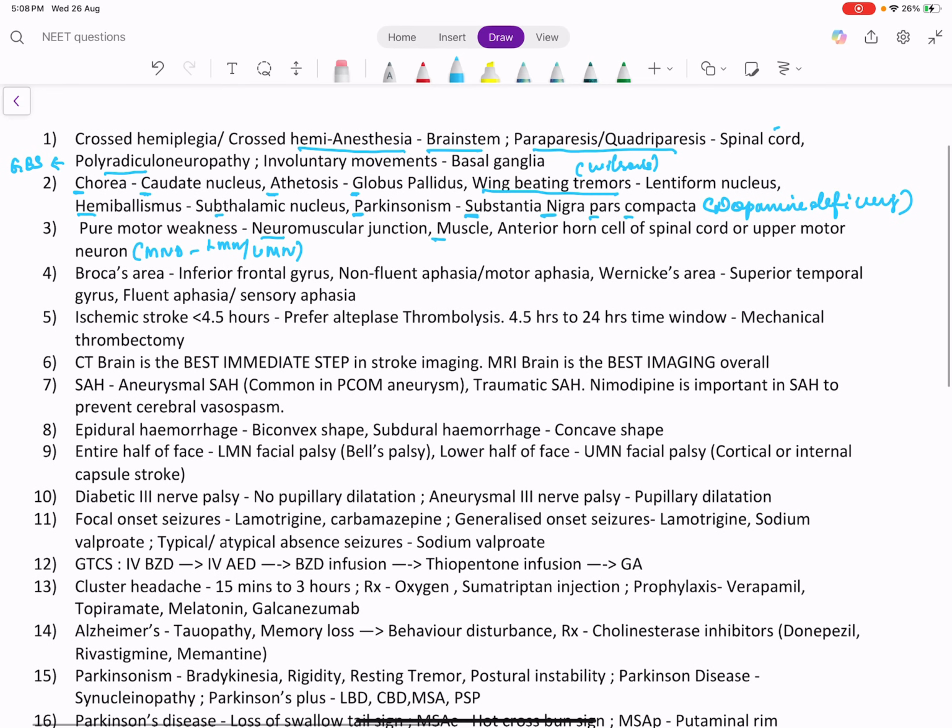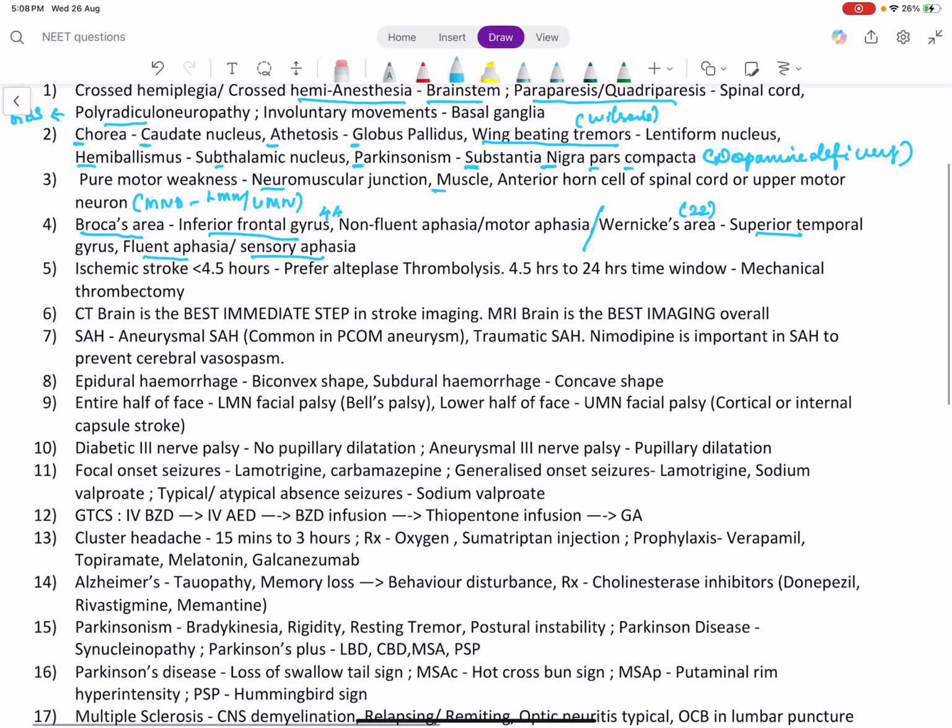Now about the cerebrum. Broca's area is present in the inferior frontal gyrus. It is area number 44. Problem with this Broca's area causes motor aphasia or non-fluent aphasia. Wernicke's area is area 22, which is present in the superior temporal gyrus. Stroke here or a problem here will cause fluent aphasia or sensory aphasia. It's a problem with the comprehension, whereas Broca's aphasia is a problem with word output or fluency.